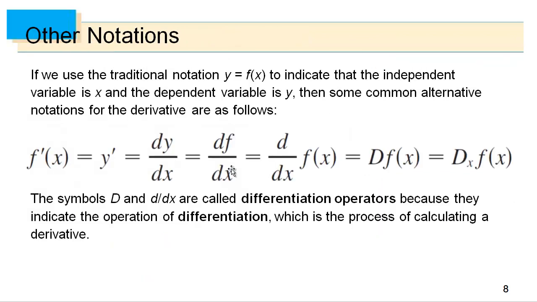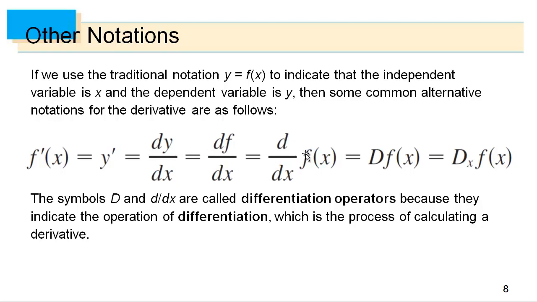Okay, if we use the traditional notation of y equals f of x to indicate that the independent variable is x and the dependent variable is y, then we can get some common alternative notations for the derivative as well. f prime of x can also be written as just y prime. We can also talk about it as change in y over change in x, which we now write as dy over dx. Instead of deltas, we just do dy. But y is the same thing as f, so we can call it df dx.